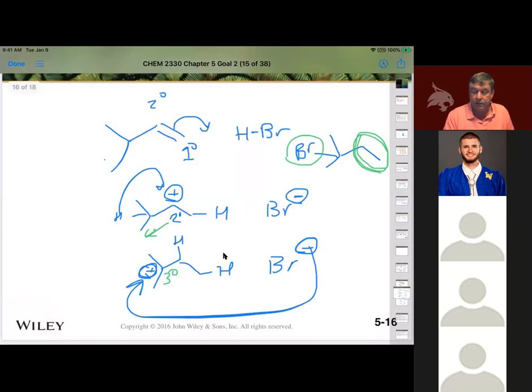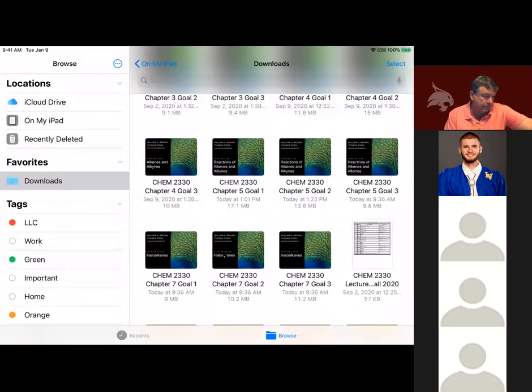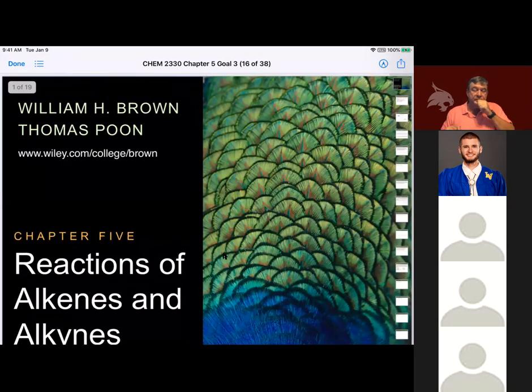All right, so that is goal 2. Let's see, we have time, perfect. We're on time for goal 3. Now we're going to take those 2 goals and add them together to look at actual chemical reactions and what their products will be.